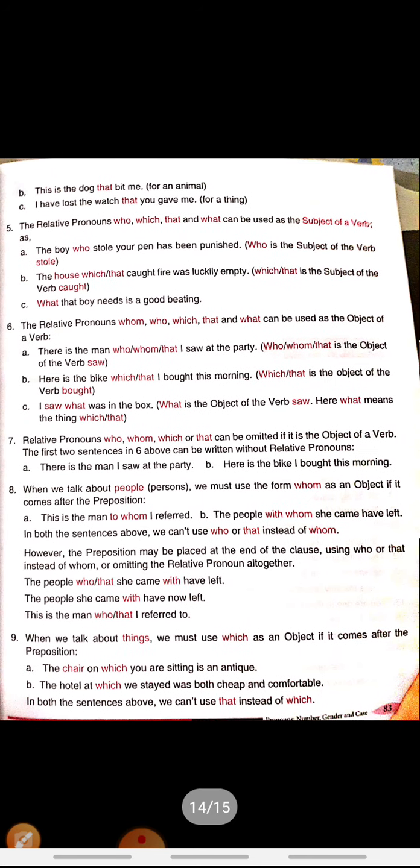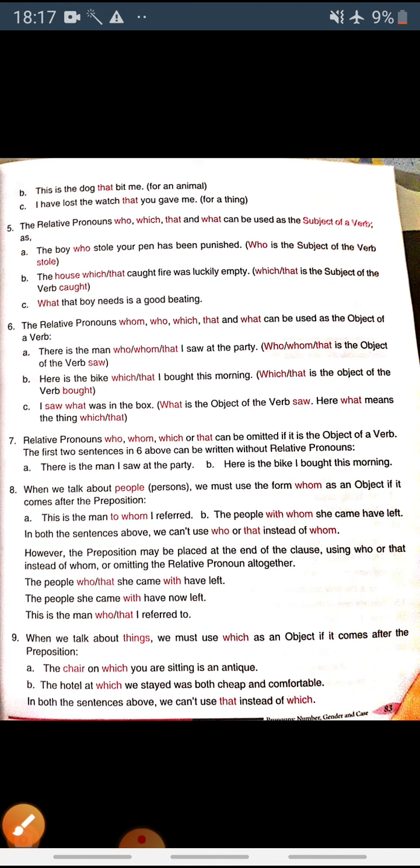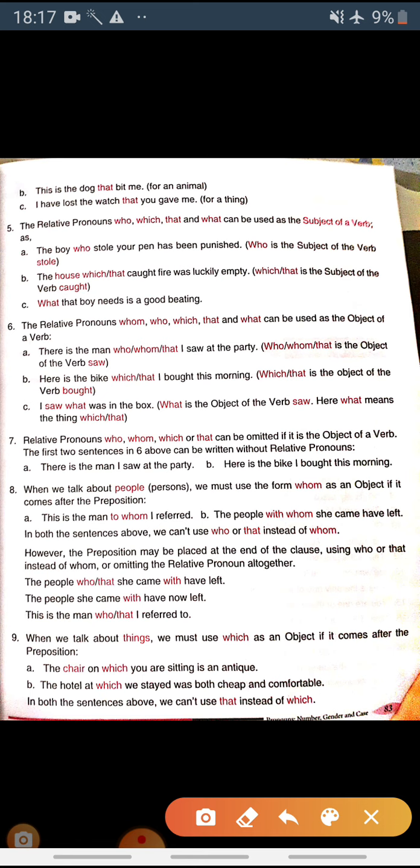Now next, the last part of your chapter: the preposition may be placed at the end of the clause also, using which or that, or omitting the relative pronoun altogether. Same as we discussed in the previous example, I was telling you that the preposition may be placed at the end, using the relative pronoun or omitting it altogether, like the people who or that she came with have left. Here with is the preposition and it is used at the end.